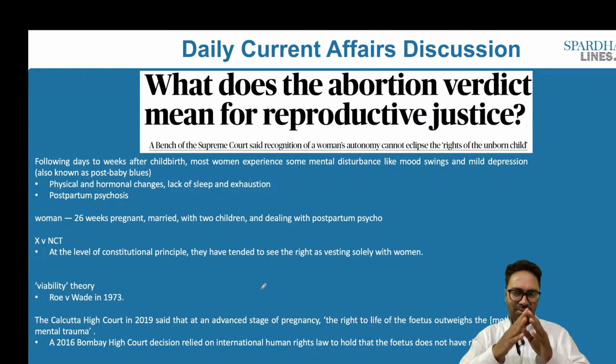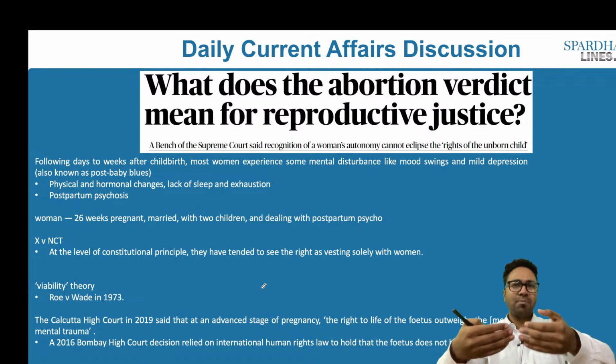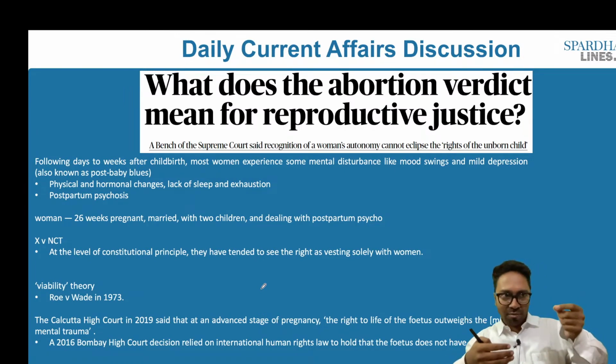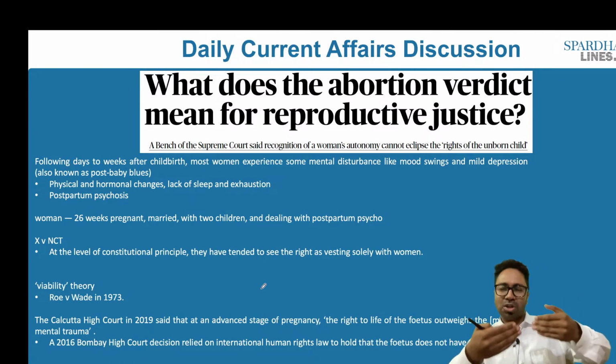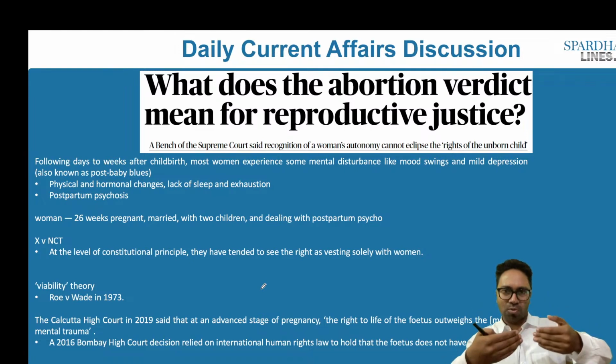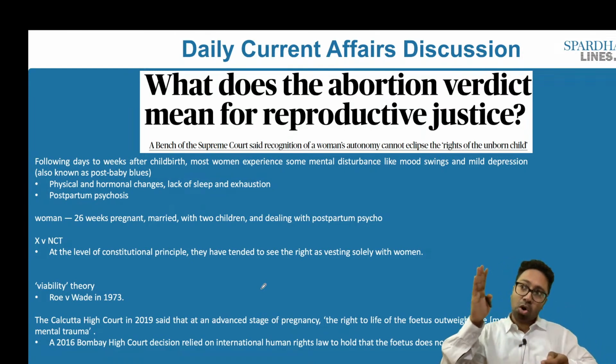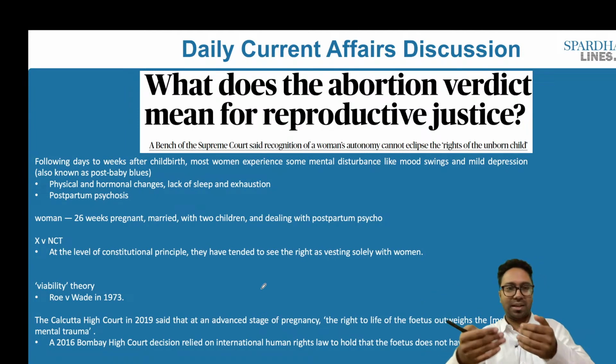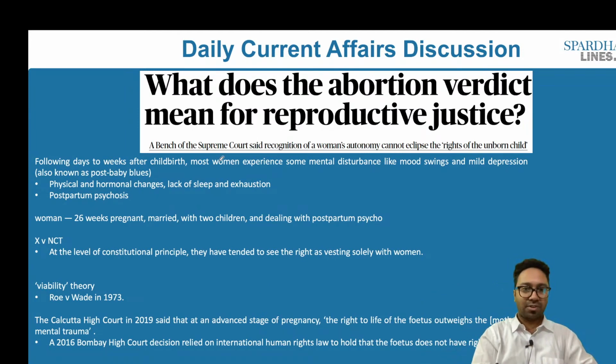Immediately after a woman becomes pregnant and gives birth to a baby, she goes through some physical and mental changes. A woman goes through physical changes because her body goes through physical and hormonal changes, and at the same time she also goes through some mental changes immediately after pregnancy. In the following days to weeks after childbirth, most women experience some kind of mental disturbance like mood swings and mild depression. This is also called the postpartum blues.